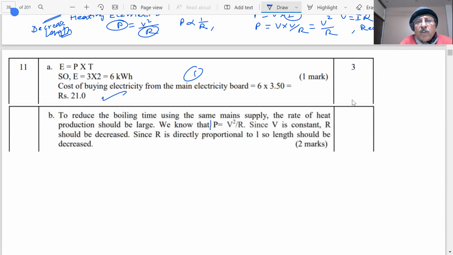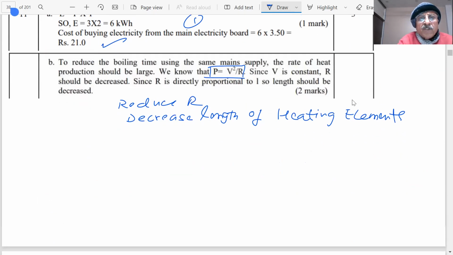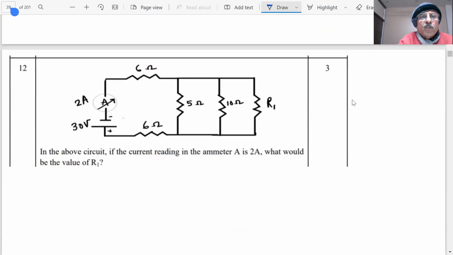You know, we have already shown you this formula. Reduce the R. That means you decrease the length of the heating element. These are descriptive questions. This is the marking scheme given by the CBSE. No problem in solving this question, student.